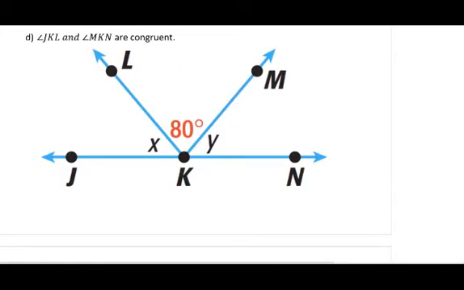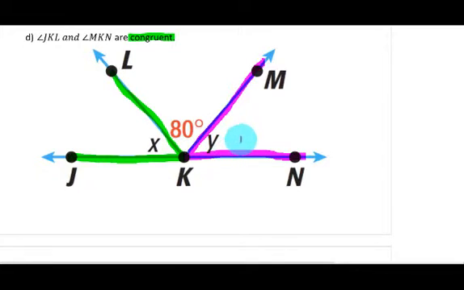And the only facts that we're given are angle JKL and angle MKN are congruent. So this angle here is congruent with this angle MKN over here. So that means this value for x and the value for y have got to be the same shape and the same size. So this is what I know so far.